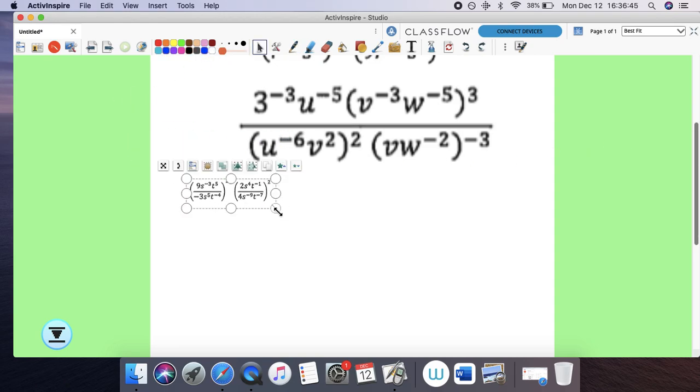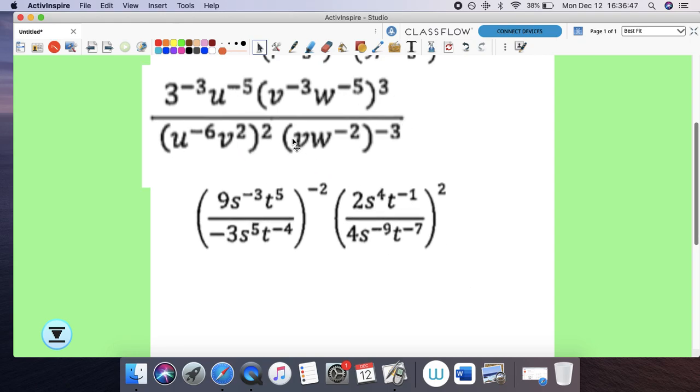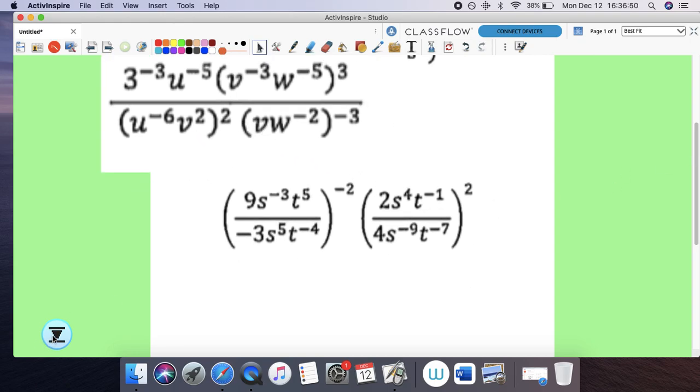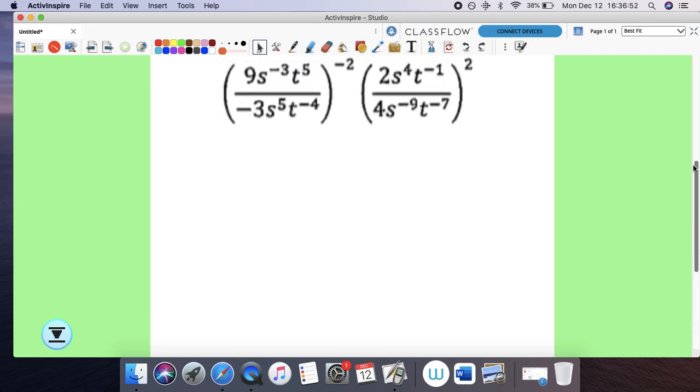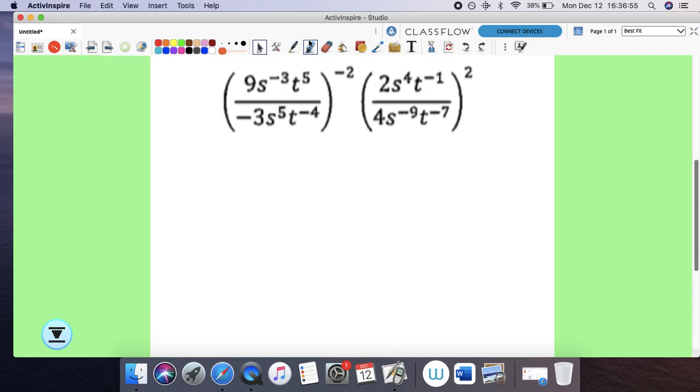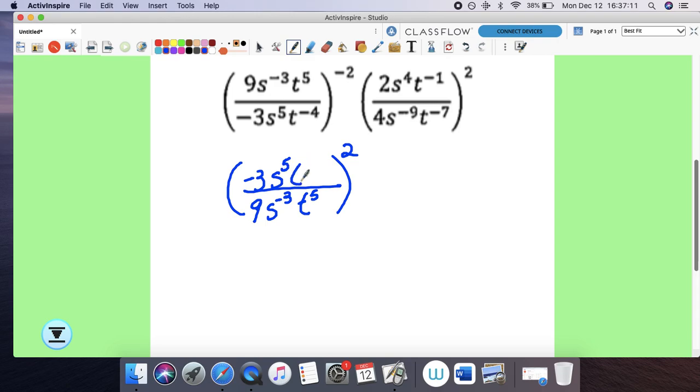And the last one. Alright, so look, this one looks actually like a decent problem. So first thing, maybe you want to get rid of this. It's a negative exponent. Maybe you want to change it to positive. So let's do that. If I do that, it's going to be 9s to the negative 3 t to the 5th, and then negative 3 s to the 5 t to the negative 4. So this goes here, and that goes there. And if I do that, the negative exponent inside the parenthesis becomes positive.